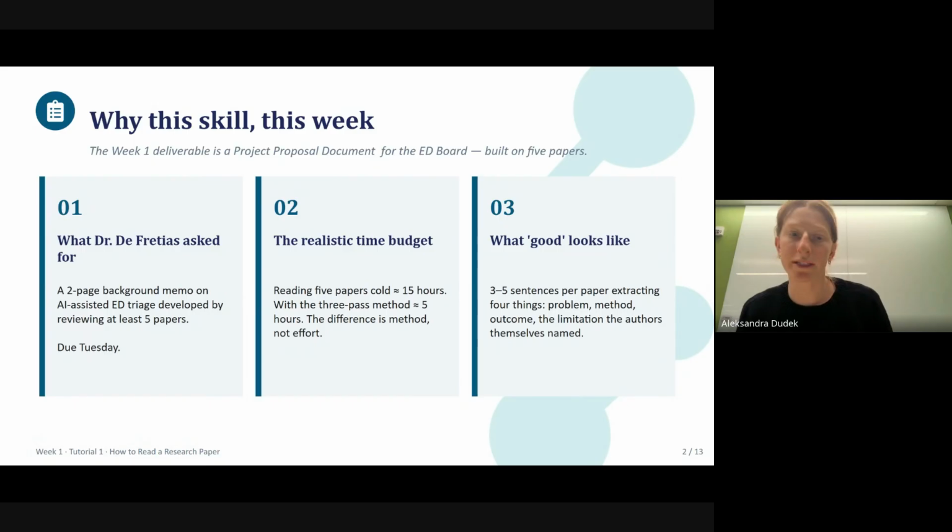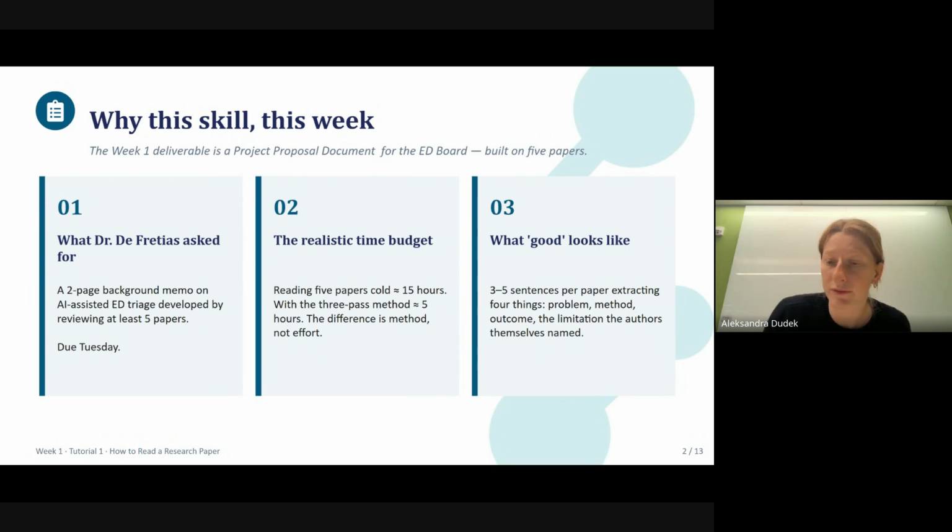And we'll talk about what exactly those specifications are for those 5 papers. But just to keep in mind, you will be going through 5 papers at least briefly. And in terms of the realistic time budget, reading those 5 papers could take you about 15 hours, which is a significant amount of time.